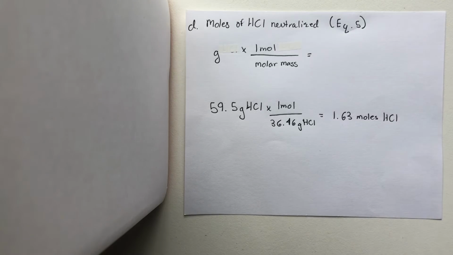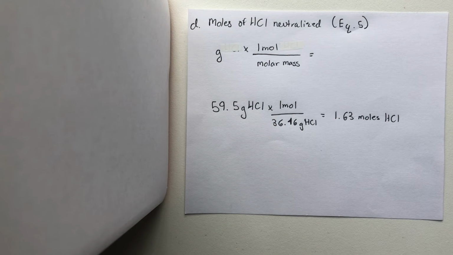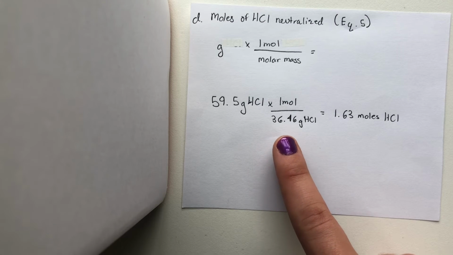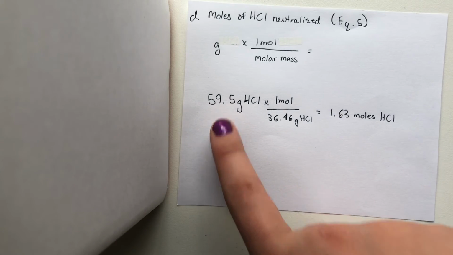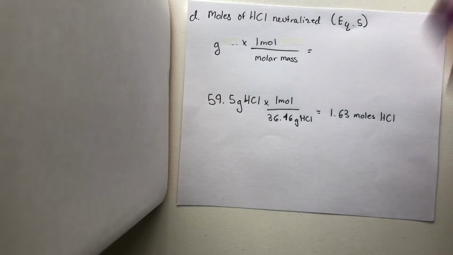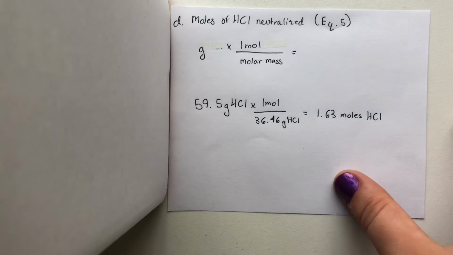Now we're going to find the moles of HCl neutralized. So for this, we'll take grams, convert it to moles, and we're going to use the molar mass, which is from the periodic table. So when we add H plus Cl, we get 36.46 grams of HCl. And when we found from Part A our mass of HCl, we're going to now be using those grams in this equation. So the 59.5 grams of HCl multiplied by 1 mole divided by 36.46 grams of HCl gives us 1.63 moles of HCl.